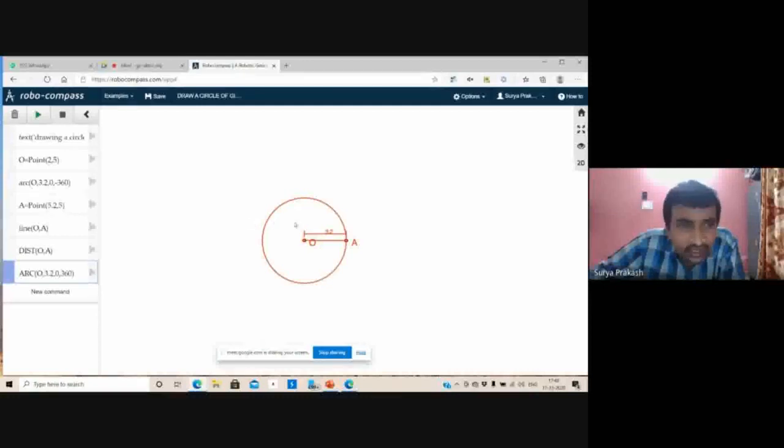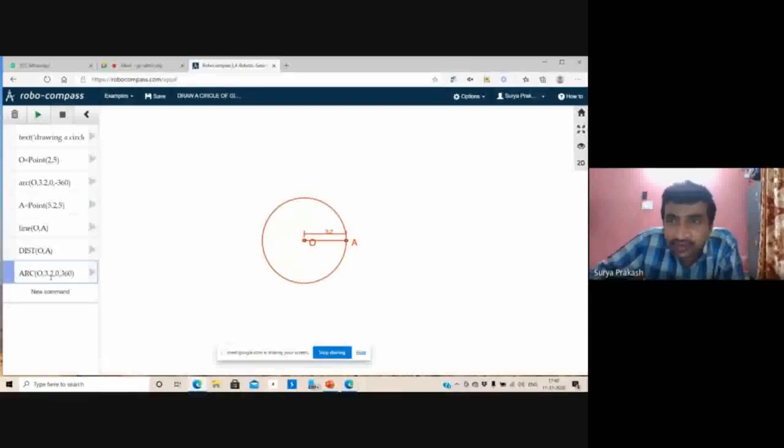Next, you can mark A. You can mark any point A, (5.2, 5). And if you want to find the distance between O and A, you can give the command Distance(O, A). Then you can find the distance 3.2. It will give it automatically, meaning the radius. OA is nothing but the 3.2 radius. You can see it on the screen.